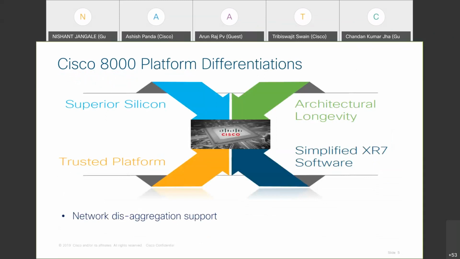So coming to the key differentiators of the Cisco 8000 series platform. What differentiates this product from our other Cisco products, like we have ASR 9K, CRS, NCS 5500? So how is it different? The first and major differentiation is superior silicon. This would be the first Cisco product using the Cisco Silicon One ASIC, also internally named as specific ASIC.